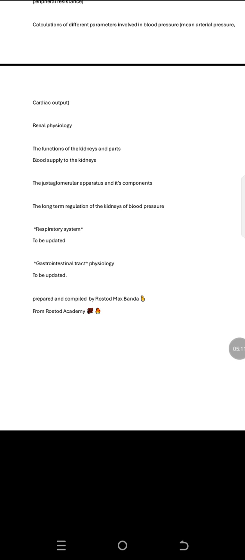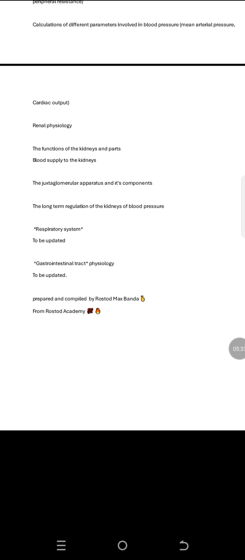And also, you have to know about the RAS, long-term regulation of blood pressure, okay? The juxtaglomerular apparatus and its components. So how do the kidneys regulate blood pressure? Through the RAS system, the renin, angiotensin, aldosterone system. The kidneys are involved in that, right?